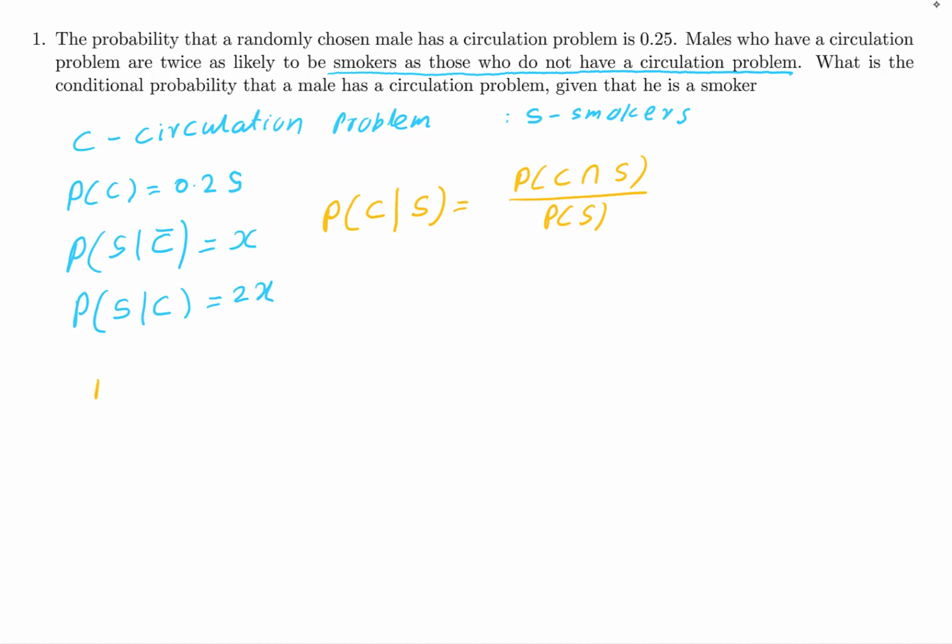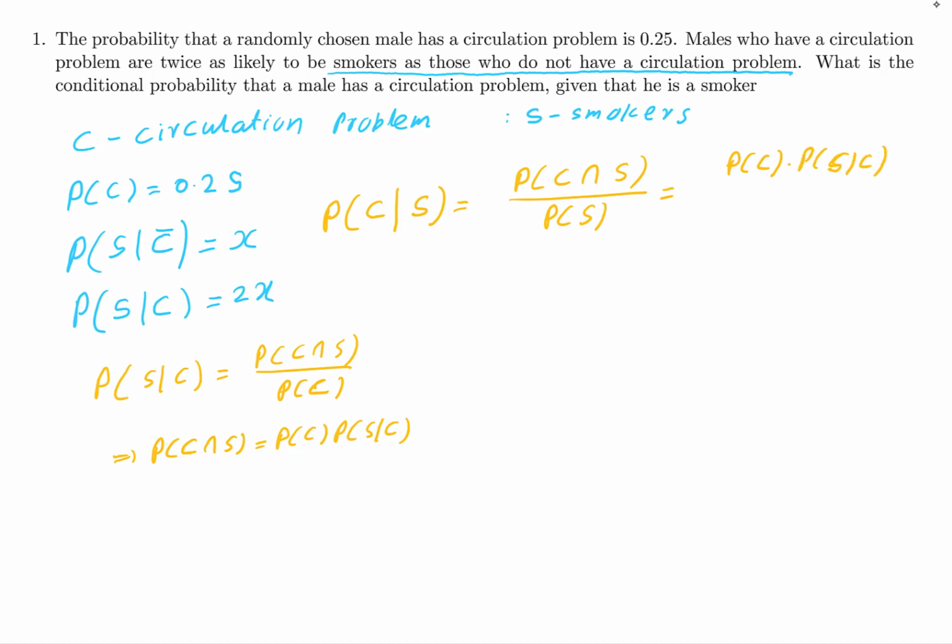So let me write down: probability of S given C equals probability of C and S divided by probability of C. Using this, we can write probability of C and S equals probability of C times probability of S given C. So plug this into this. Then we can write probability of C times probability of S given C, divided by probability of S.